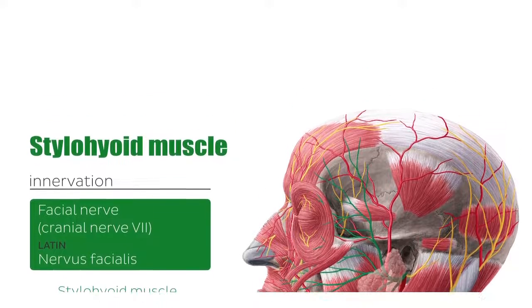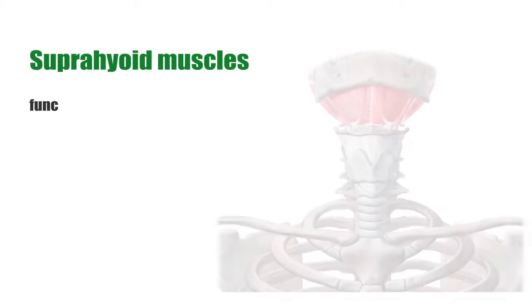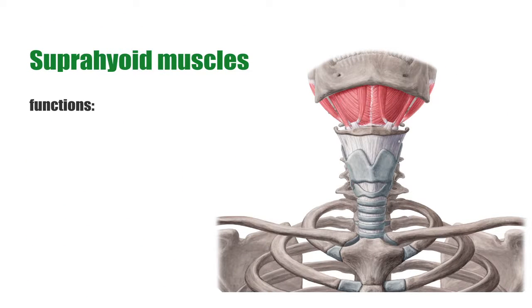We are now going to look at the different functions associated to the suprahyoid muscles. The suprahyoid muscles form the floor of the mouth and play an important role in chewing, swallowing, and speech. Together with the infrahyoid muscles, they are responsible for positioning of the hyoid bone.